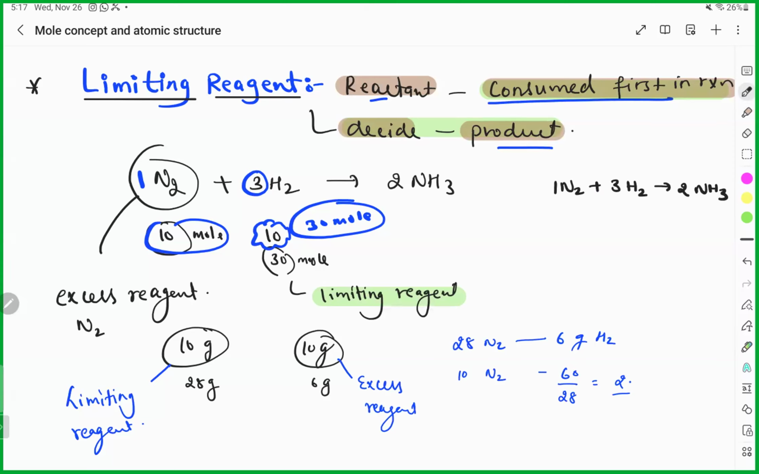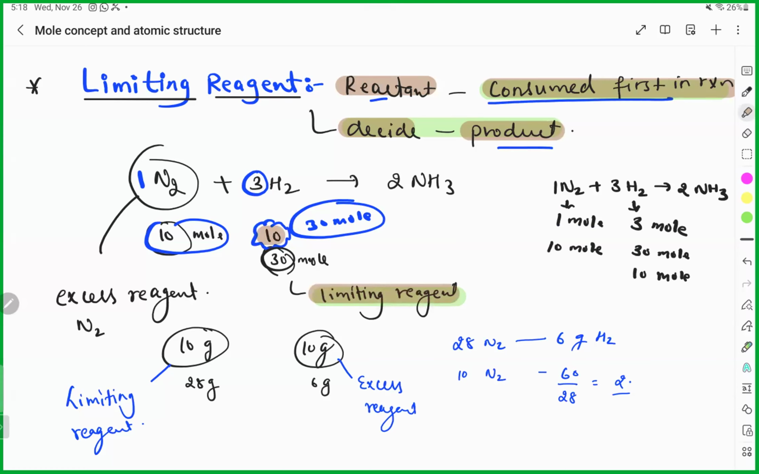Come to the point. Example, if you take 10 mole of nitrogen, according to this there should be 30 mole of hydrogen because it is triple. If you take 1 mole of this, then you should require 3 mole of the hydrogen. But if you take 10 mole of this, then here you need 30 mole. But according to the situation given, you have only 10 mole. Can we say we have shortage of hydrogen? That is the reason, we need 30, but we have only 10. That's why it is a limiting reagent. If we need more, but it is less.